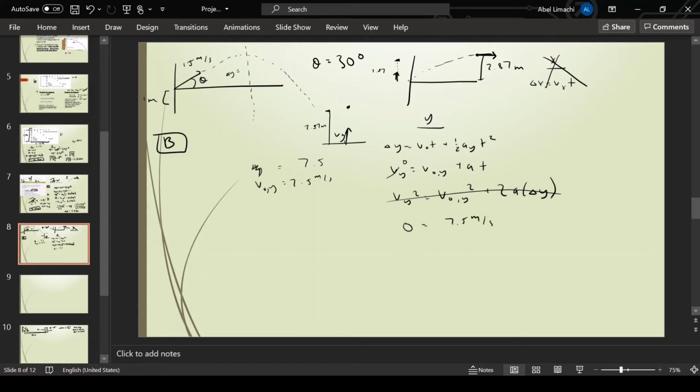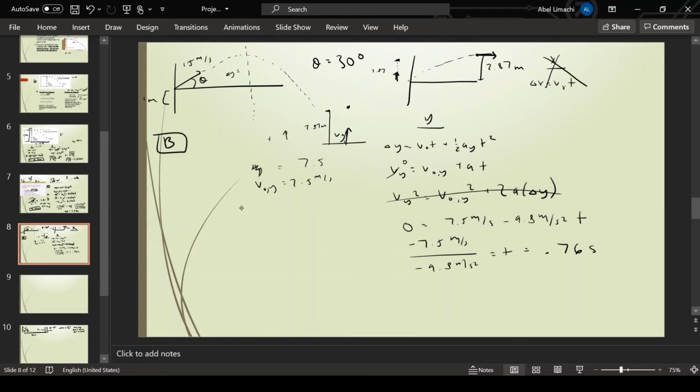7.5 meters per second. a, if we're calling upwards positive, is going to be negative 9.8 meters per second squared times t. Subtract 7.5 meters per second, divide by negative 9.8 meters per second squared equals t. You get 7.5 over 9.8. t is equal to 0.76 seconds.